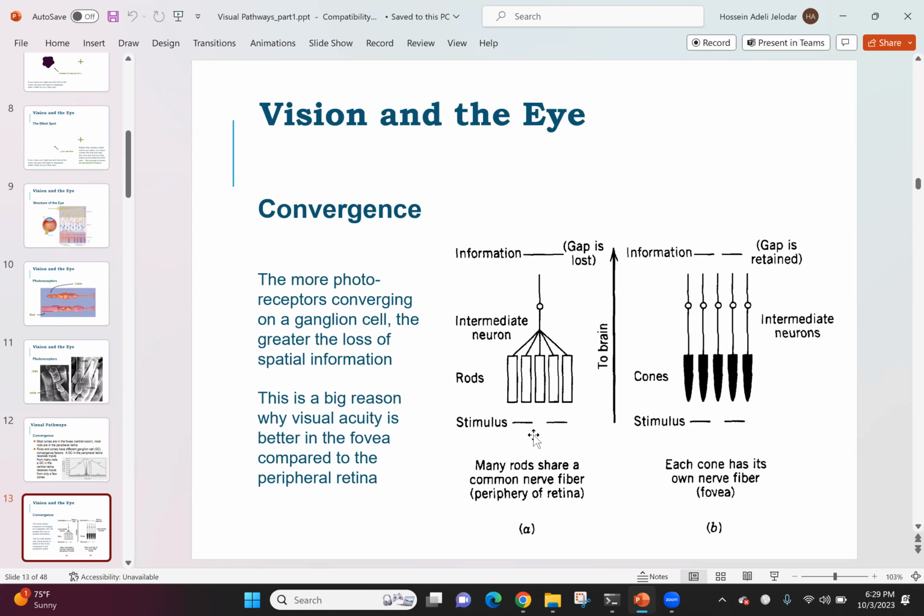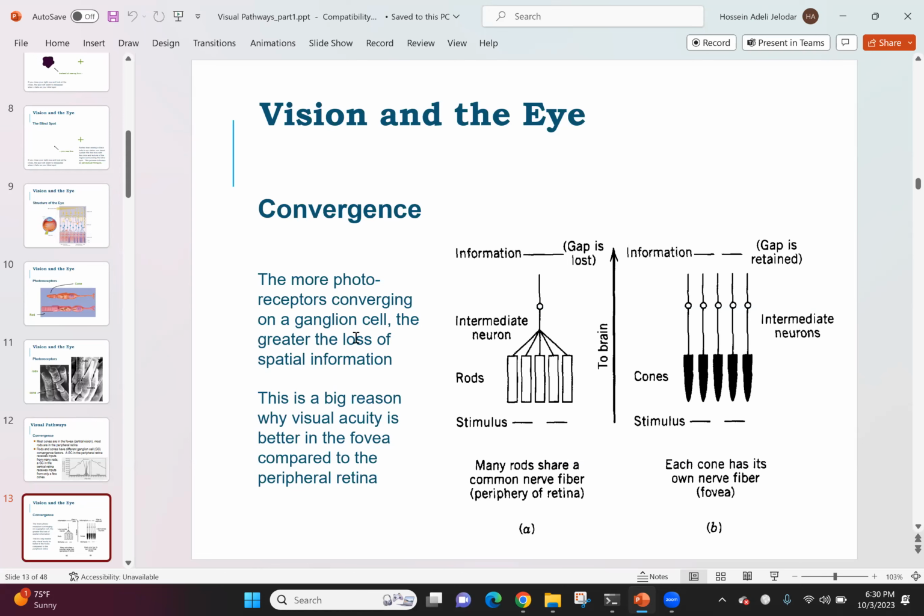Because I'm looking at a lot of people, I'm listening to a lot of people, it means that I am not able to retain high resolution information coming from each of them. But if I'm only listening to one person, then I would be able to understand the details of what they're saying. So this is the relationship between convergence and resolution.